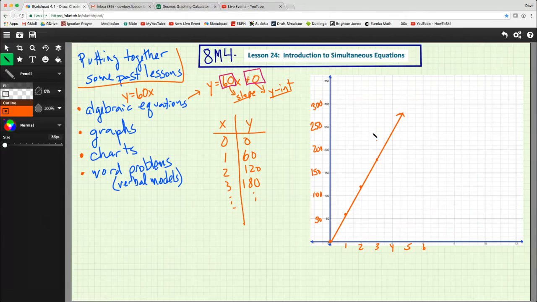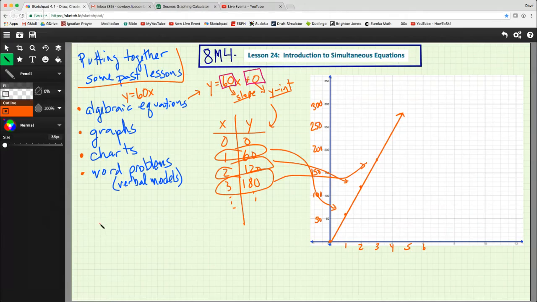This graph represents this algebraic equation, and this algebraic equation can be used to generate a T-chart. And this T-chart, all these points, all these ordered pairs, all live on this graph. So these are all the same thing. And let me make a word problem out of it for you, just to really summarize and bring this all back to reality that math matters.